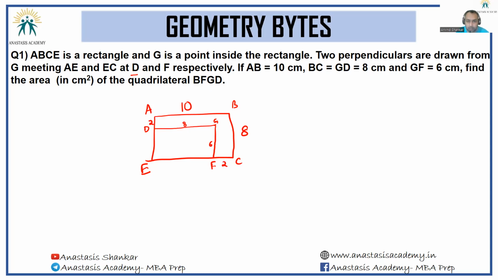Area of BFGD. So we have a weirdly shaped arrowhead. Okay. So we need to remove this area, and this area from the total area of 80. So 80 minus 10 into 2, so this will have an area of 10. 8 into 6, so this will have an area of 48. 8 into 2, so this will have an area of 8. So 48 plus 8 is 56. 56 plus 10 is 66. So 80 minus 66, area of BFGD will be 14.